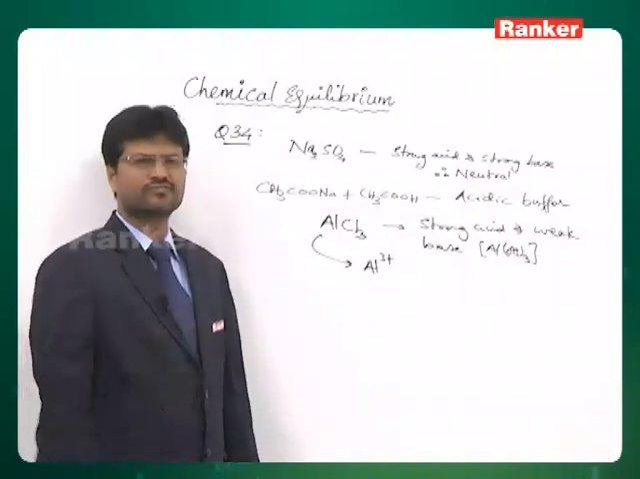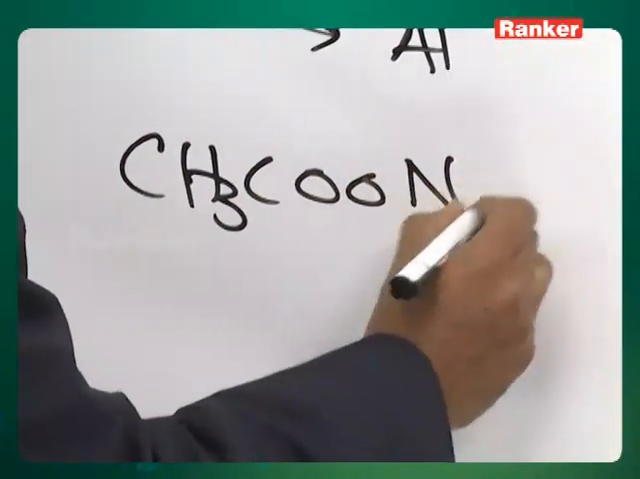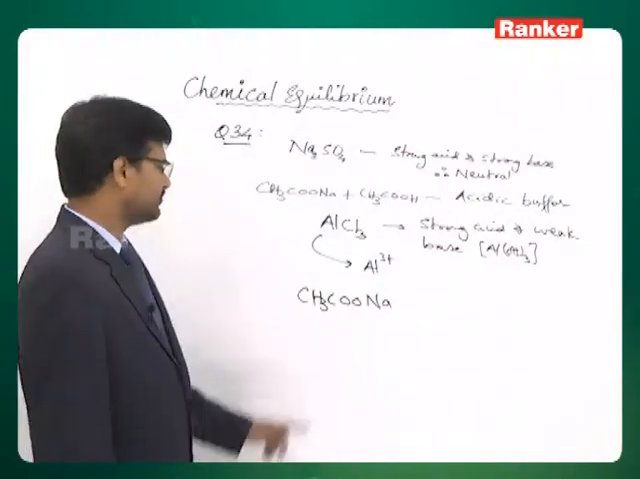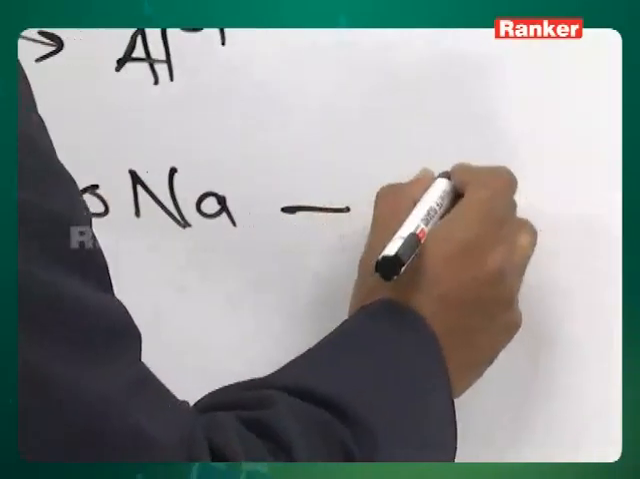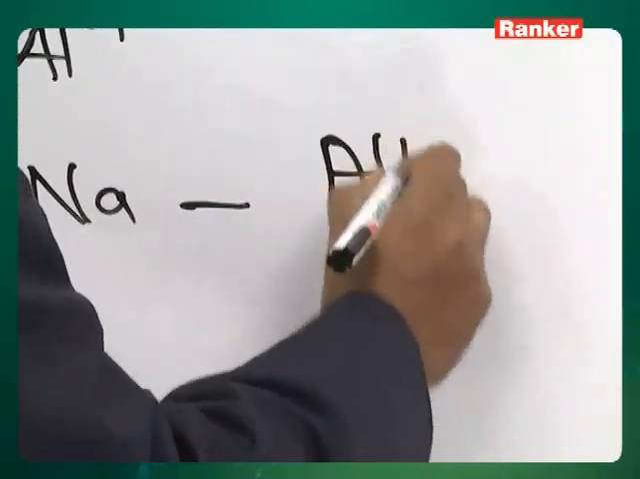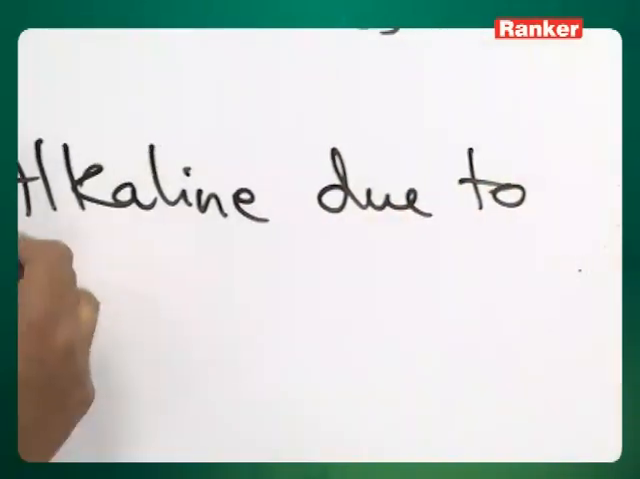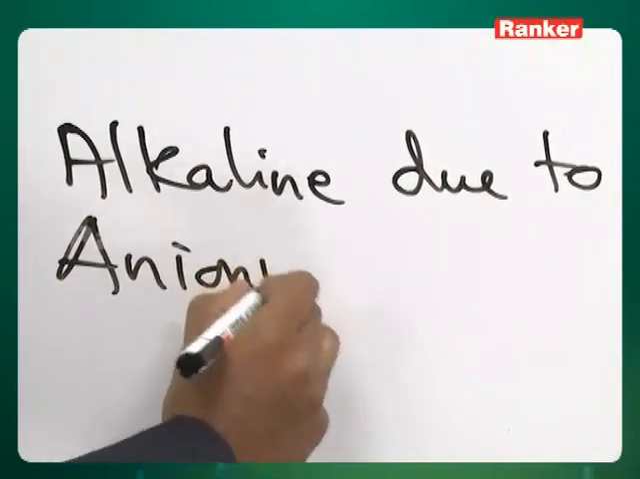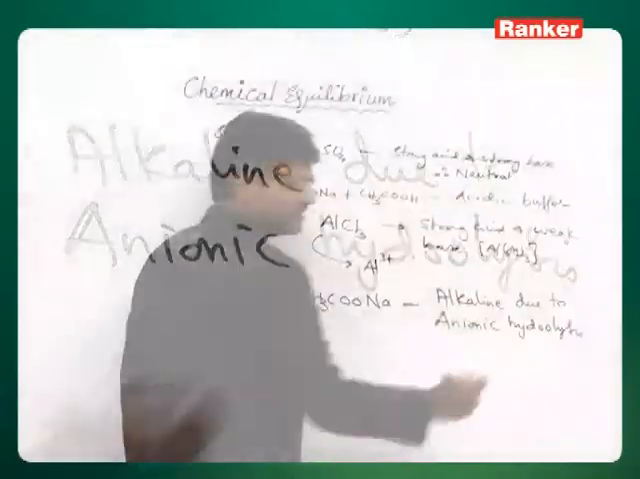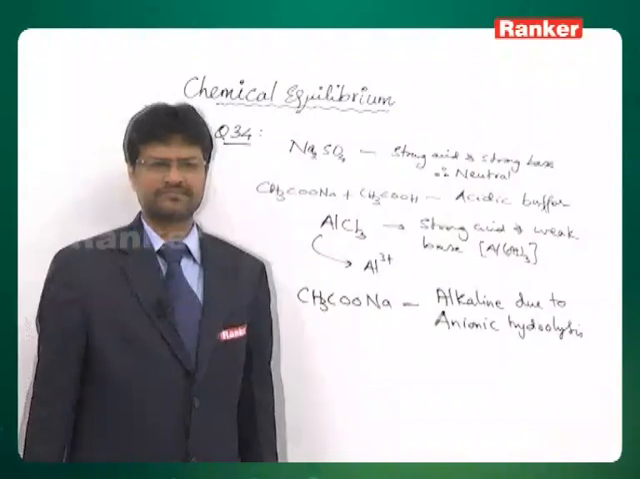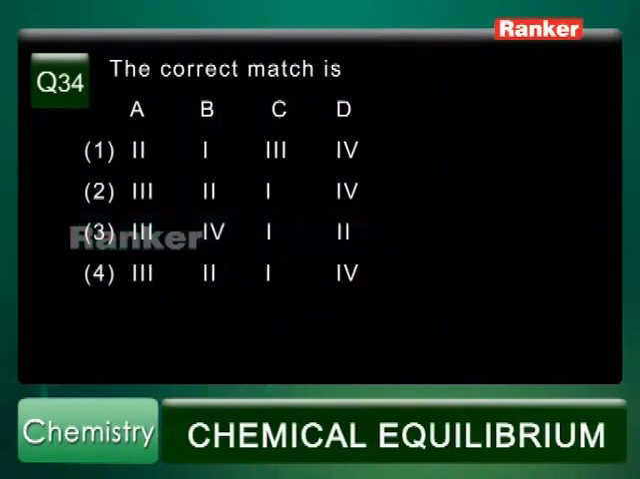Then the aqueous solution of sodium acetate. This is a salt of a weak acid and a strong base. Its aqueous solution will be alkaline due to anionic hydrolysis. So this should be matched with the second option, basic solution. So the correct answer is the third option.